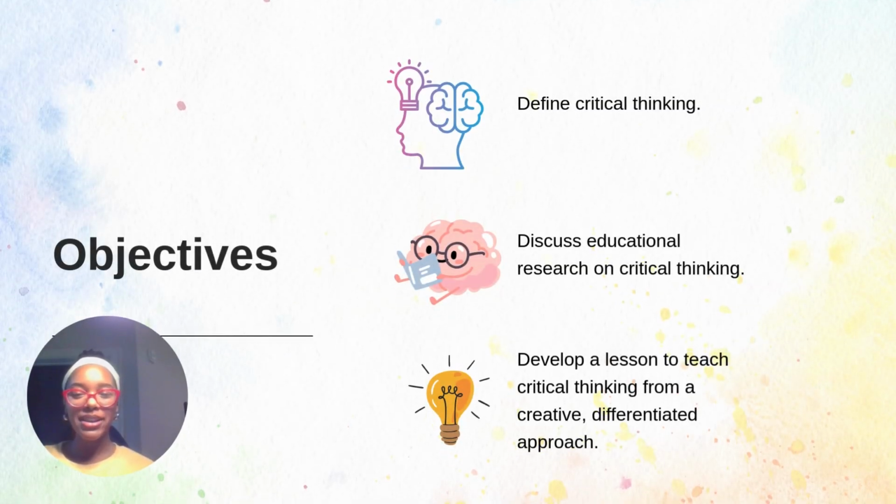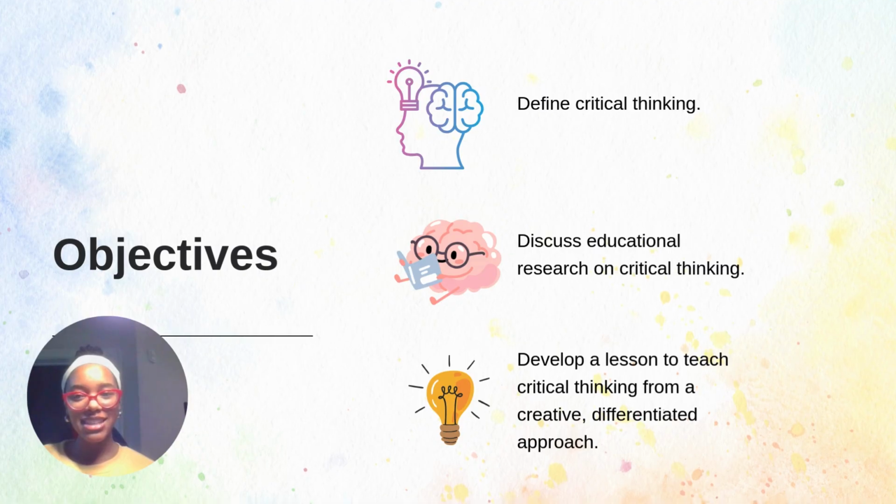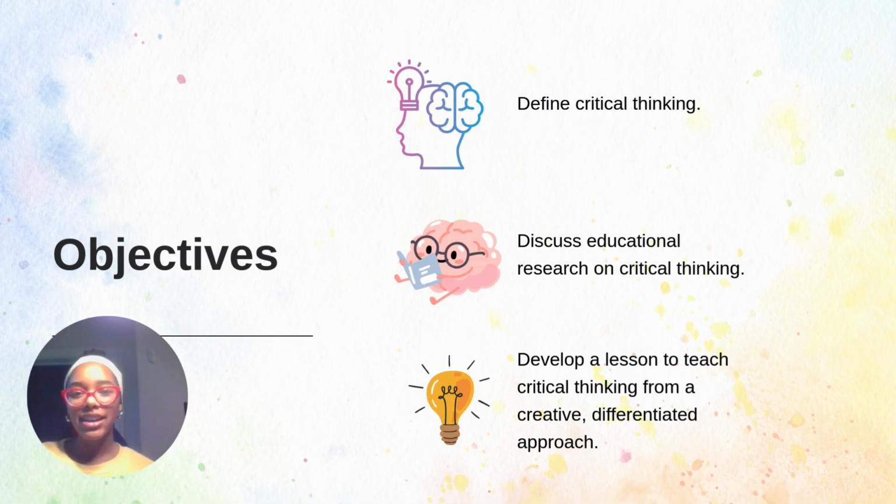So, first up are the objectives. First, we'll define critical thinking, and then we'll discuss educational research on critical thinking and how it impacts gifted learners. And then we'll develop a lesson to teach critical thinking from a creative, differentiated approach.